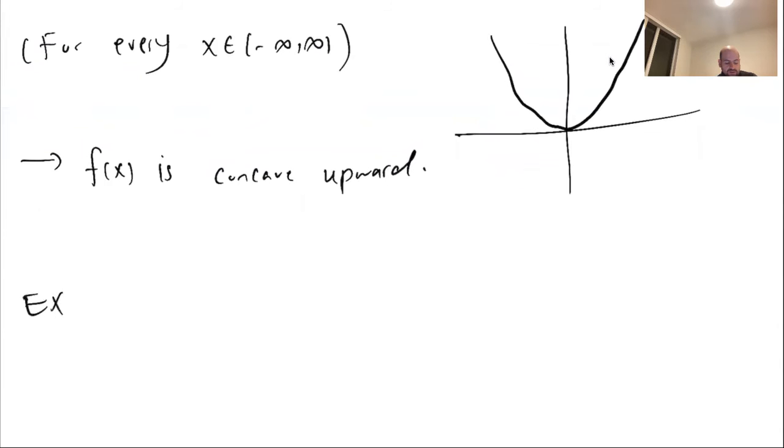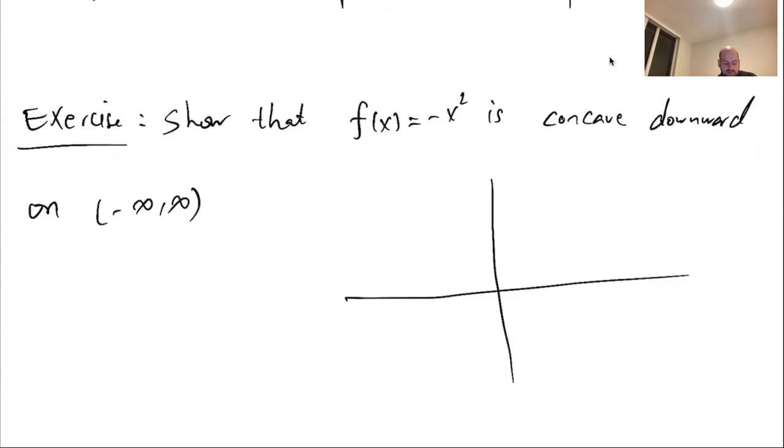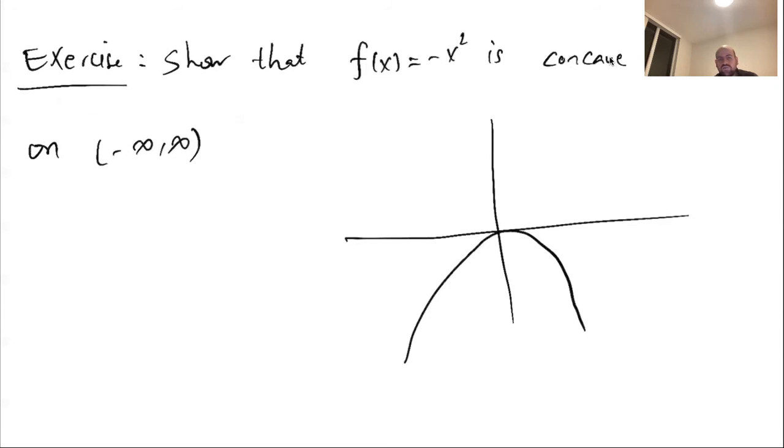And similarly, you can show, as an exercise, that f of x equals minus x squared is concave downward on minus infinity to infinity, right? So minus x squared looks like this, and it's always concave downward. You can again verify this using the second derivative. You will easily show that the second derivative for this function is minus 2, which is always negative.